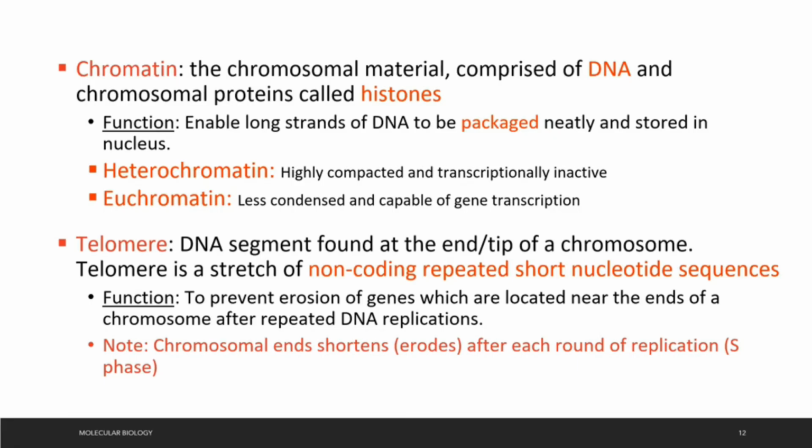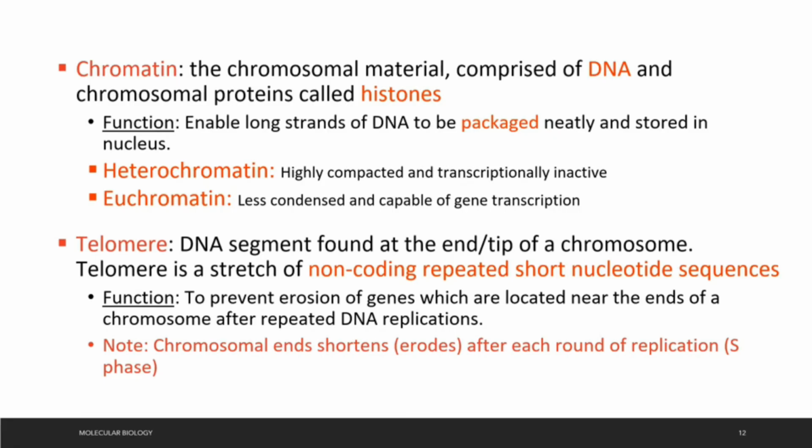On the other hand, we have euchromatin. Euchromatin is a less condensed version of chromatin. It's easier for proteins which are responsible for gene expression and transcription to access these parts of the chromatin and to transcribe the DNA into RNA species. So euchromatin is the less condensed type of chromatin, and it is capable of gene transcription.